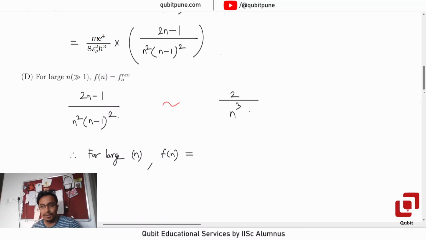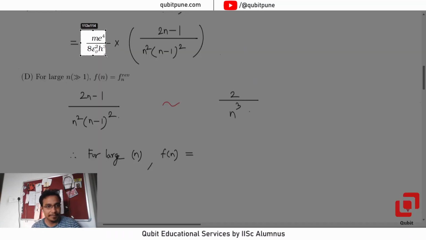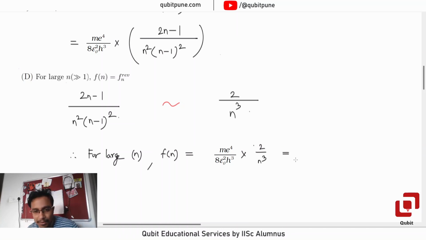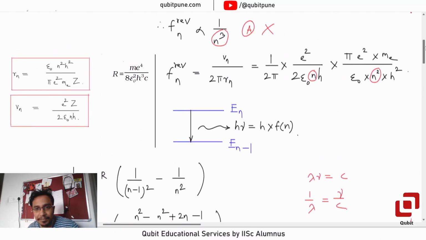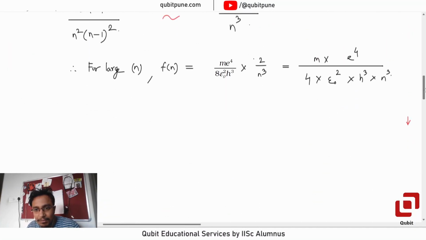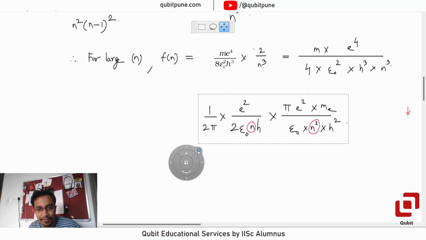F of n is equal to RC into 2 by n cubed, or it will be m into e raised to 4 upon 4 into epsilon naught squared into h cubed into n cubed. And what is the expression that we had obtained here? F rev n. Let's now go term by term and see if we indeed get that.